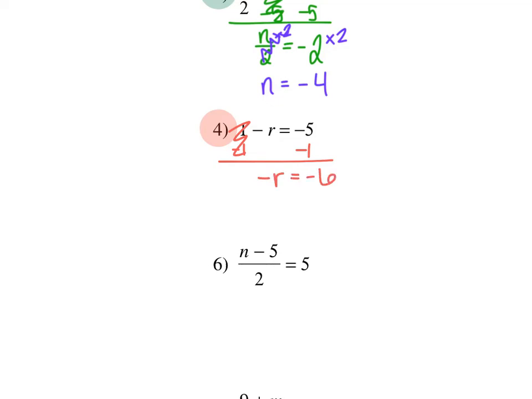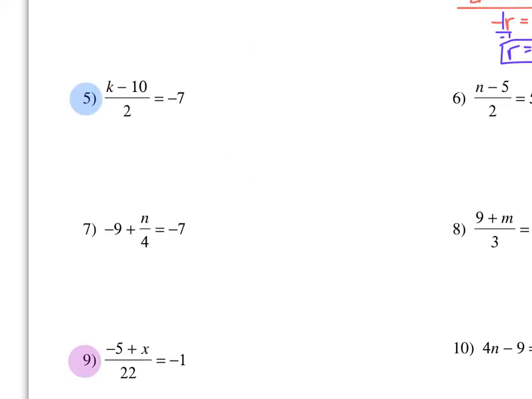And if negative r equals negative 6, then positive r must equal positive 6. And what we're doing is, because there's a 1 there, negative 1, we're actually just dividing by negative 1 on both sides, which is how we're getting the positive 6. So r equals 6. You can plug your answer in. 1 minus 6, or 1 plus negative 6, if you rewrite it, is going to give you negative 5.